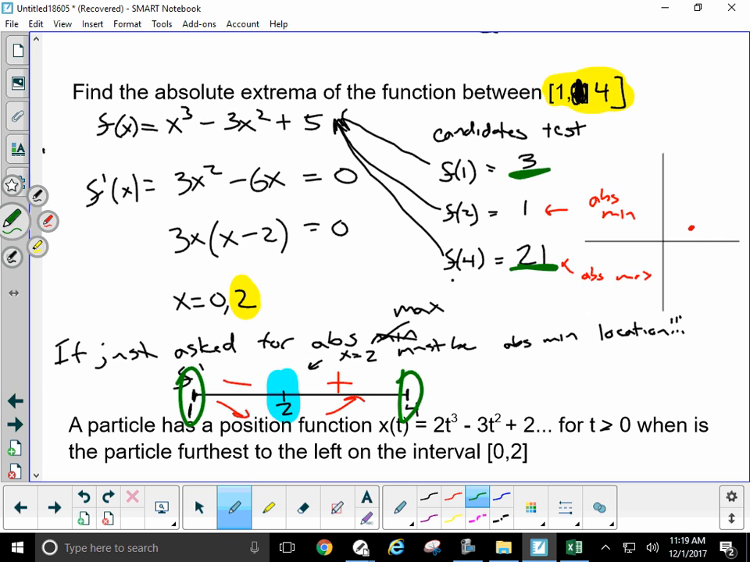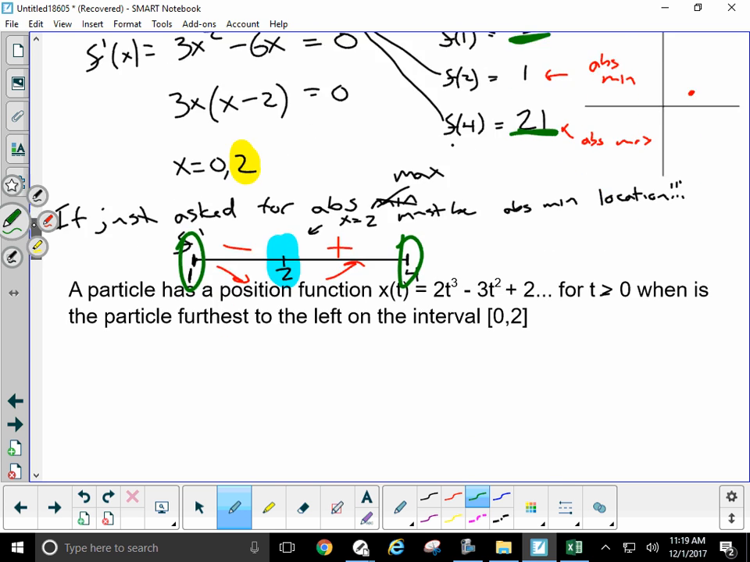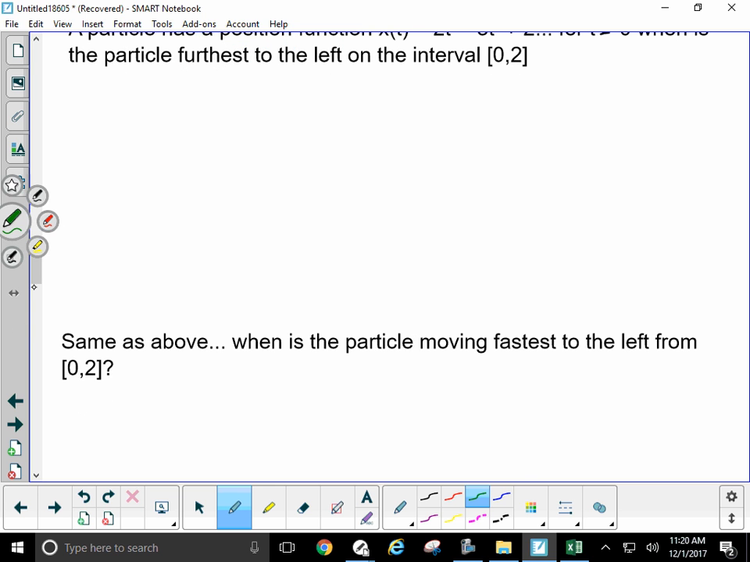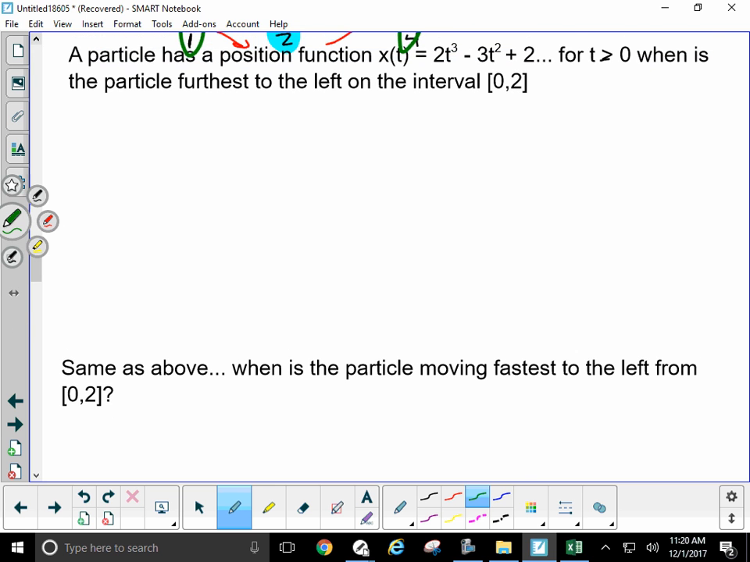Let's find some absolute max and mins of other things. Now, here is a question. We have a particle that has a position function given by this x of t. We're talking about t greater than or equal to 0. What is the particle furthest to the left on the interval from 0 to 2?